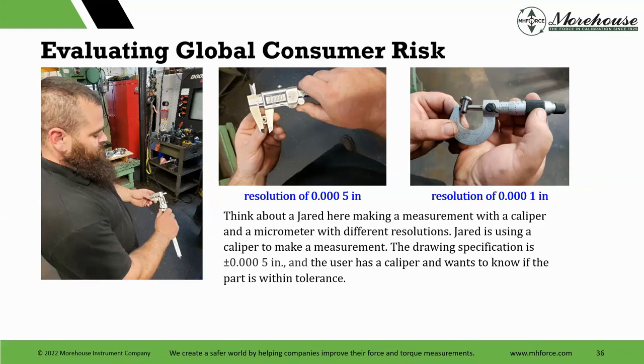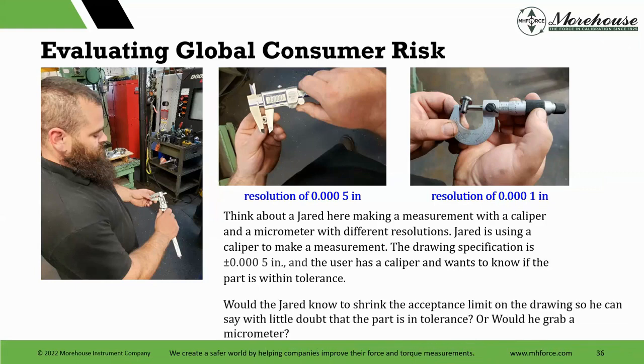Is he ever going to take uncertainty into account in this situation? Would he know to shrink the acceptance limit on the drawing so he can say with little doubt that the part is in tolerance? Or would he grab the micrometer? So over here, those that know calipers, this specification, the reason I use this, is the exact same thing as the resolution on this caliper. So if he calls something in tolerance when it reads at the spec limit, maybe it doesn't fit, depending on what it is.